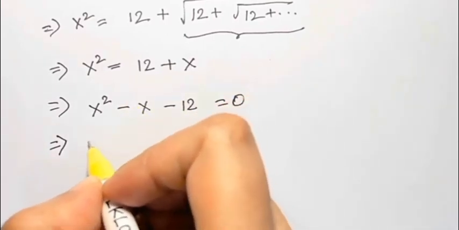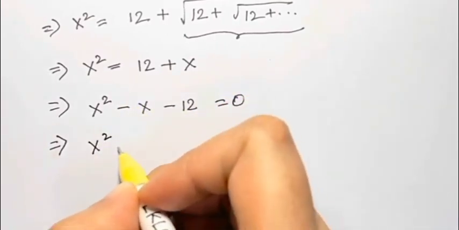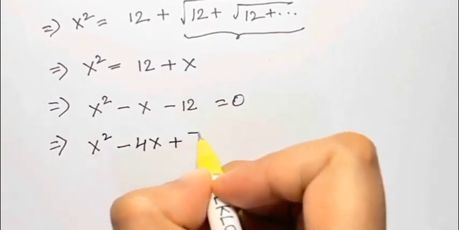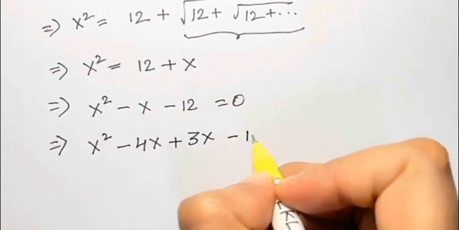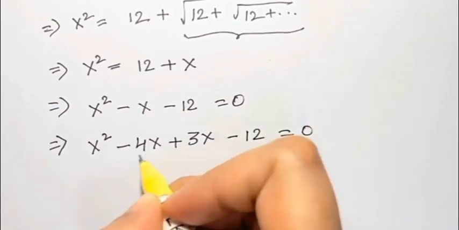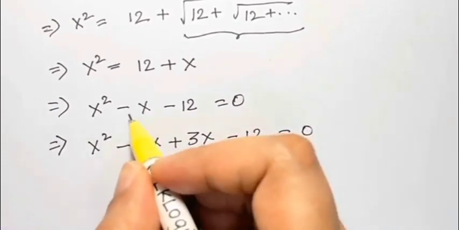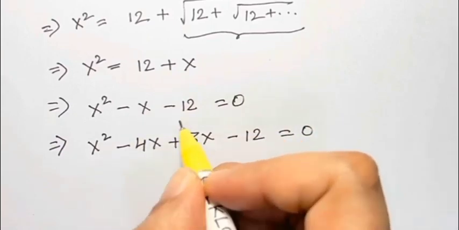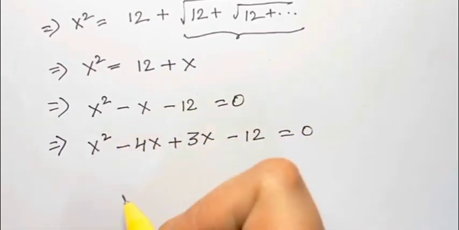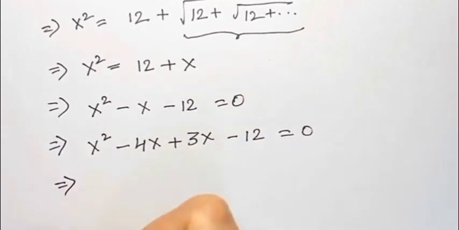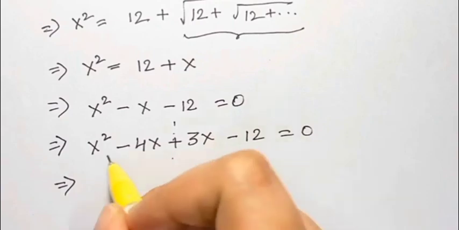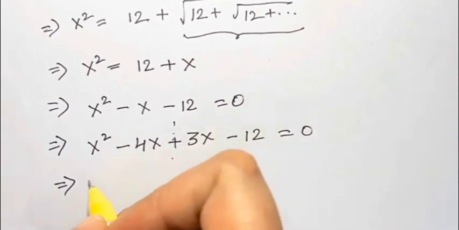So what are the factors we can take is x square, 4 and 3. So we can take minus 4x plus 3x minus 12 is equal to 0, because minus 4x plus 3x gives negative x, and negative 4x times 3x gives negative 12x squared. Now let's see if we can split the equation. Yes, we can take out the greatest common factor from here.